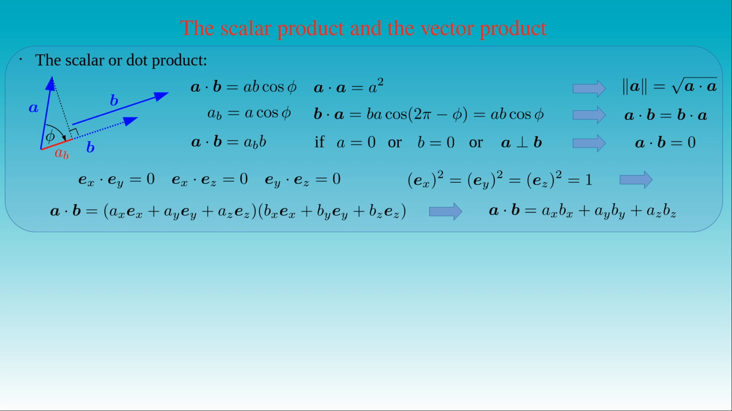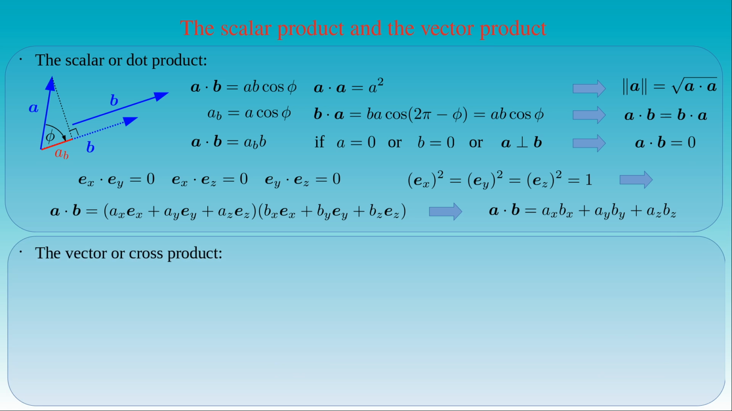The last vector operation we consider here is the vector or cross product. We can use the vectors A and B again with the angle phi between them. The vector product of the vectors A and B is defined as a vector, denoted with A cross B, which is perpendicular to both A and B. The vectors A, B and the vector A cross B form a triplet with the right-hand rule. The length of the vector product of A and B is defined as the length of A times the length of B times sine phi.